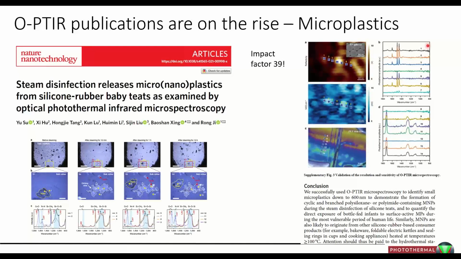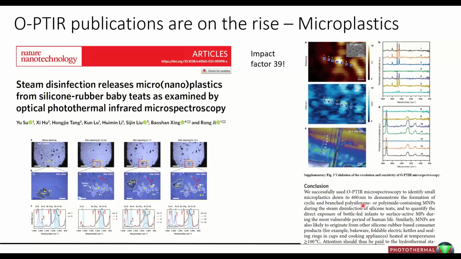Given our microplastics theme, I can't help but perhaps highlight and, dare I say, even show off our perhaps strongest paper, and this was published in Nature Nanotechnology with an impact factor of 39. This was a fascinating paper that looked into the effects of steam disinfection on silicone baby teats or baby nipples. This was a Chinese group, and it was examined with optical photothermal infrared, and they were able to look at the pitting and the change in chemistry and the flaking off of very, very small particles, even down to sort of 600 nanometers were claimed.